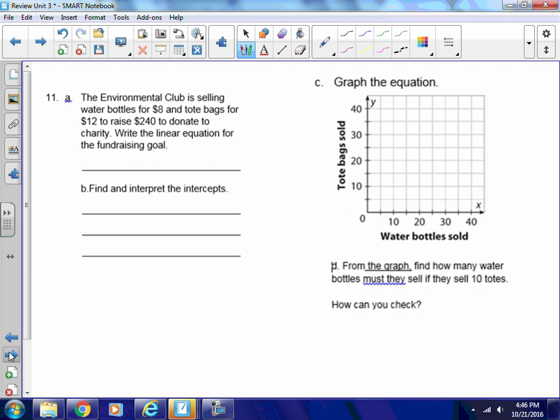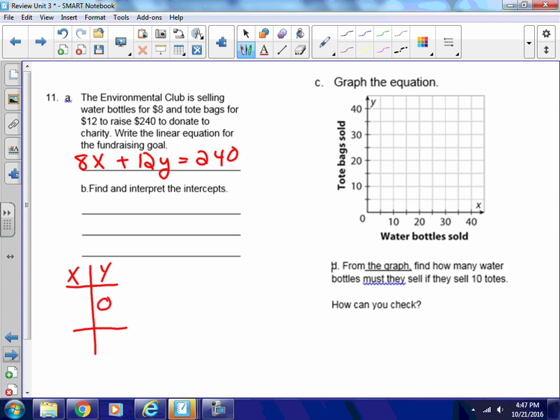Number 11, the Environmental Club is selling water bottles for $8 and tote bags for $12 to raise $240 to donate to charity. Write a linear equation for the fundraising goal. I like to use the first one as X, so $8 per bottle plus $12 per tote bag better add up to $240 raised in all. So let's go find and interpret the intercepts. Remember, that's when we plug in 0 for x to get the y-intercept and vice versa to get the x-intercept.